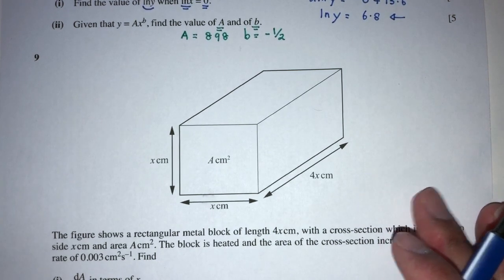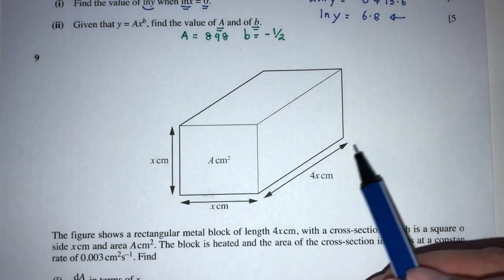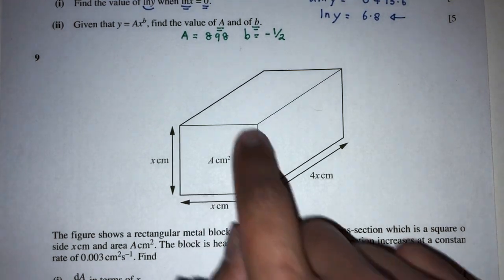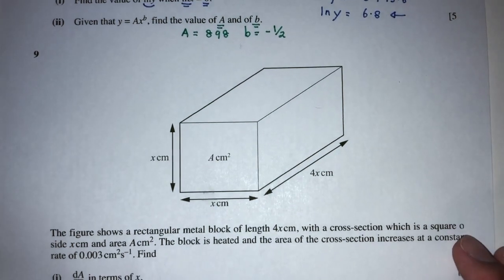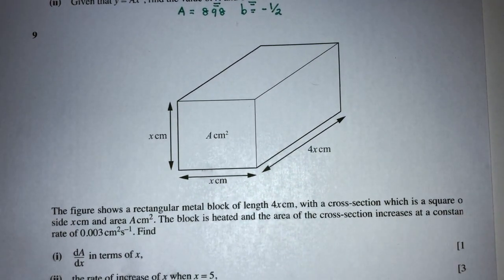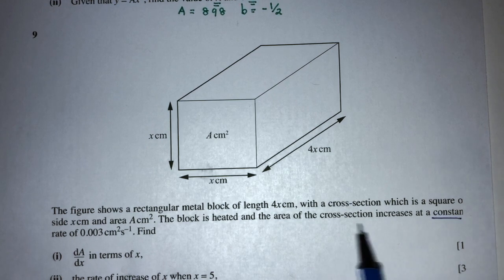Now let's move on to question number 9. The figure shows a rectangular metal block of length 4x, with a cross section which is a square of side x. Okay, this is pretty simple for now. The block is heated and the area of the cross section increases at a constant rate. And here we have increases. This is the rate.